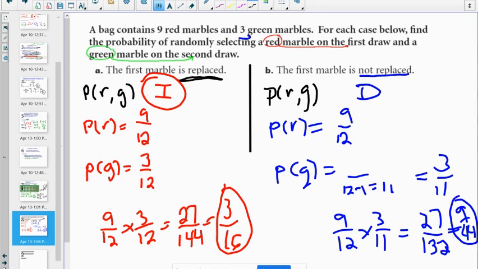I want to make sure you can't simplify that further because you might. Let's see. I think that's as far simplified as it can go. So remember, it's independent if it is replaced. It is dependent if it's not replaced.